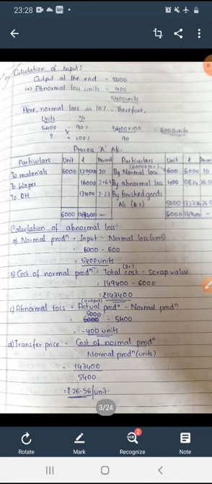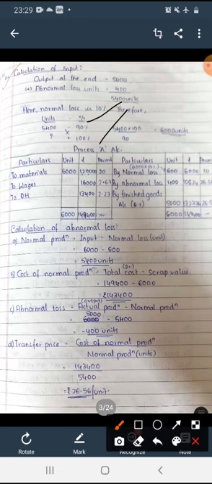5400. Here normal loss is 10%. Therefore 5400 means 90%. Then 100% means how much? So 5400 into 100 divided by 90. So input is how much? 6000 units. Don't get confused. Under the first problem, the input is given, how much? 100. Input is nothing but raw material used, 100 units.